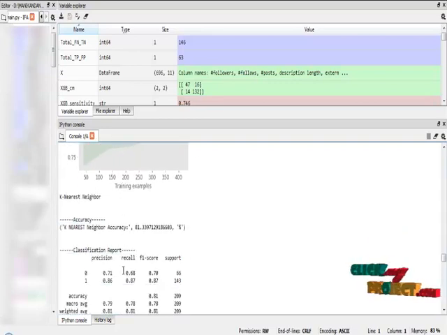And our third algorithm is the k-nearest neighbor algorithm. The k-nearest neighbor algorithm analyzes the data based on the nearest neighbors, that means nearest values. So the k-nearest neighbor algorithm provides an accuracy of 81%.